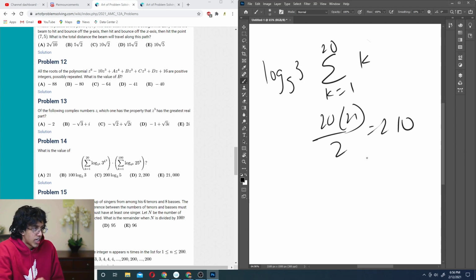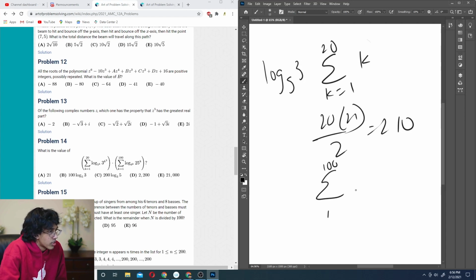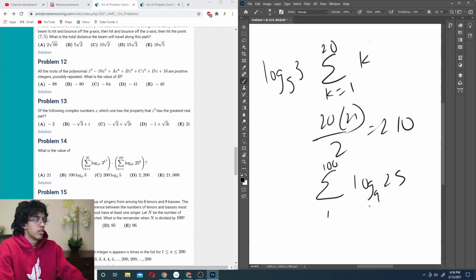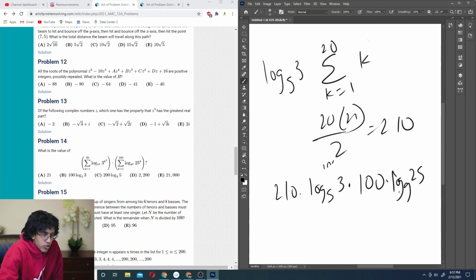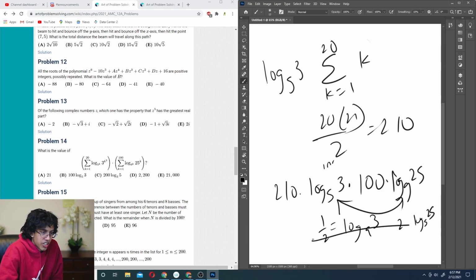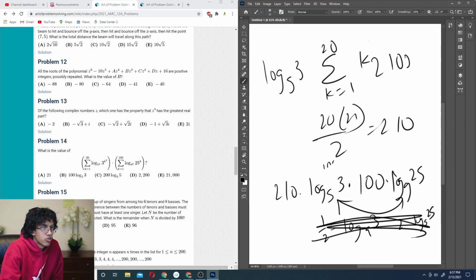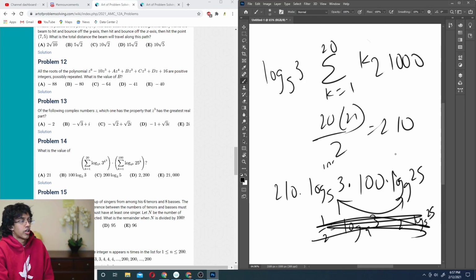And then you multiply that by the other side, and we can literally just do the same thing. That's going to be sum from 1 to 100 of log 9 of 25, which is just going to be 100 times that. So essentially you get 210 times log 3 of 5, or 5 of 3, times 100 times log 9 of 25. And then does this cancel out? So if we swap bases, we're allowed to do that. When we multiply, we get 1/2 for log 9 of 3, and 2 is equal to log 5 of 25. So that just cancels out, and we are left with 21,000, which is E, and that is correct. Alright, none of these were too bad.